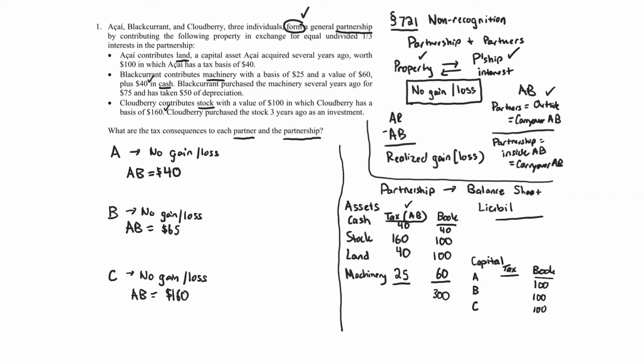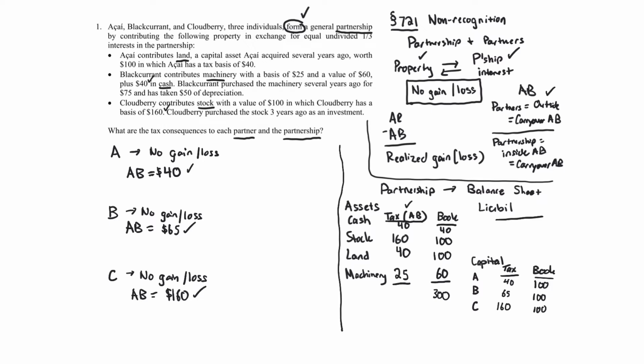So we can go ahead and use these bases as a basis in their capital account with respect to the partnership. 40 for A, 65 for B, and 160 for C.